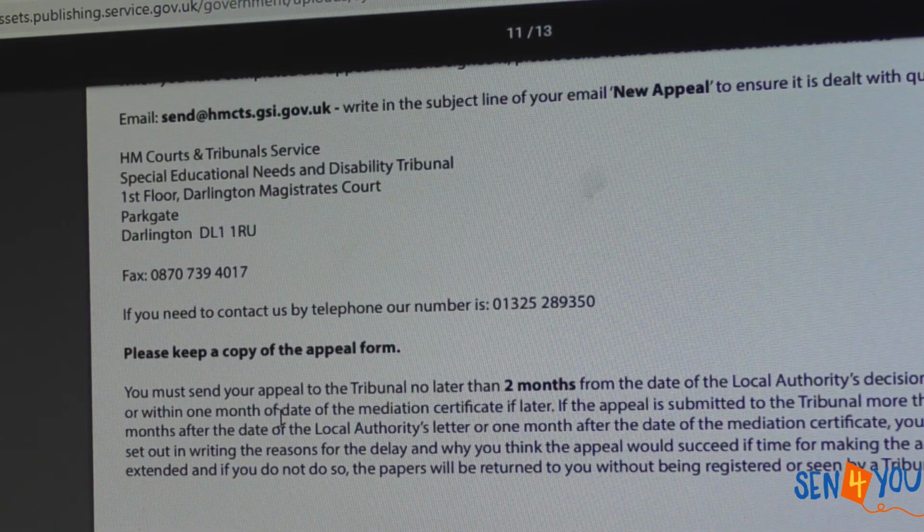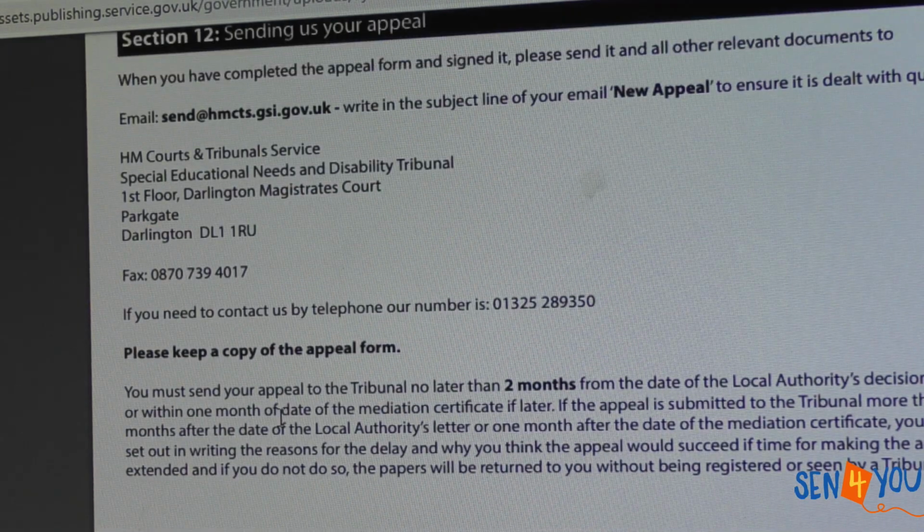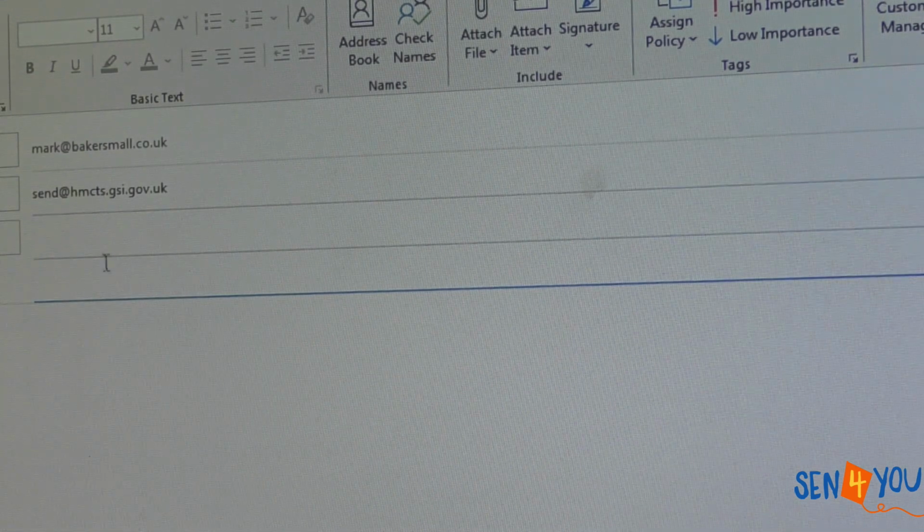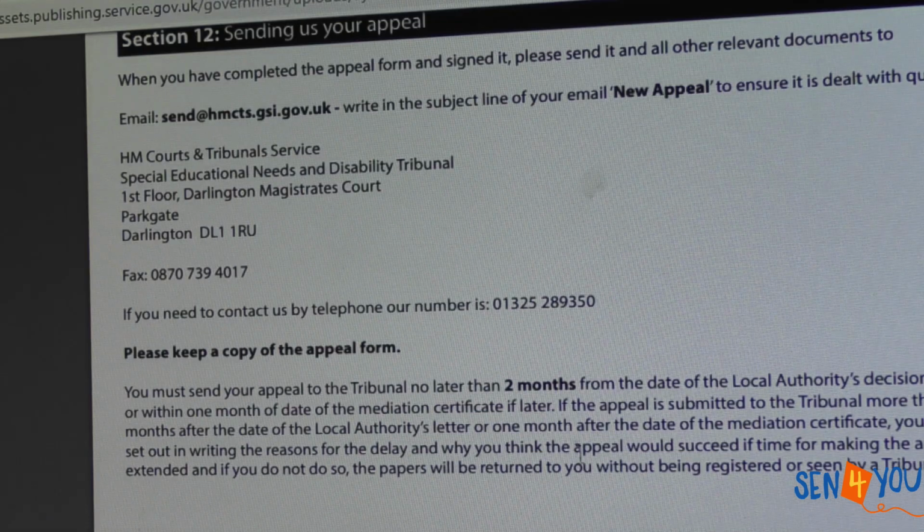What you then do is you can either send the form to the tribunal via the post, and that's their postal details here, or you can send it via email. We would send it via email, and it goes to that address there, send@hmcts.gsi.gov.uk, and you can send that in a simple email.